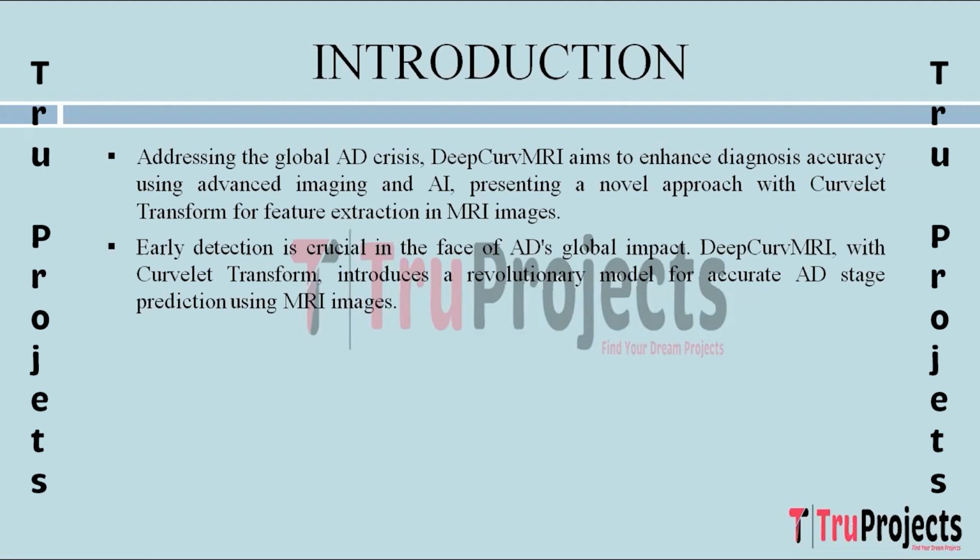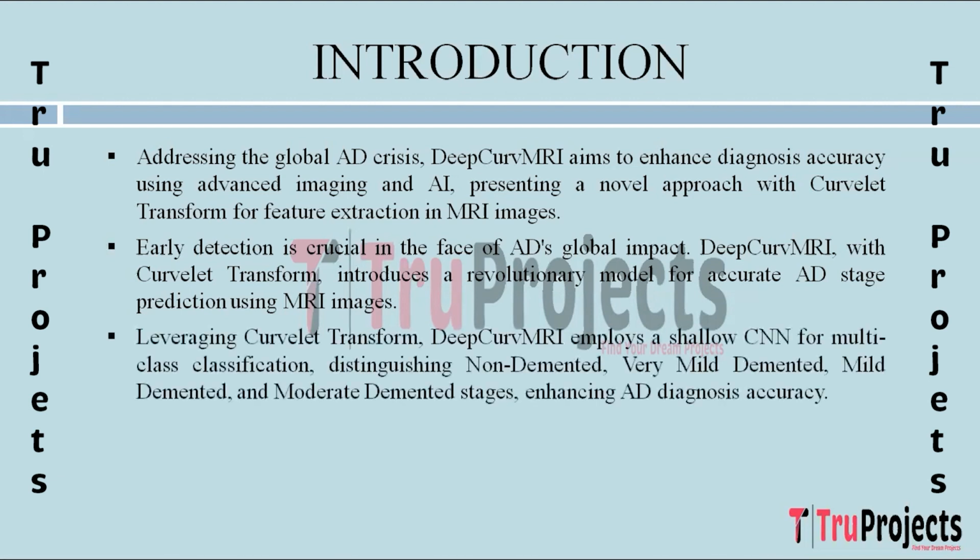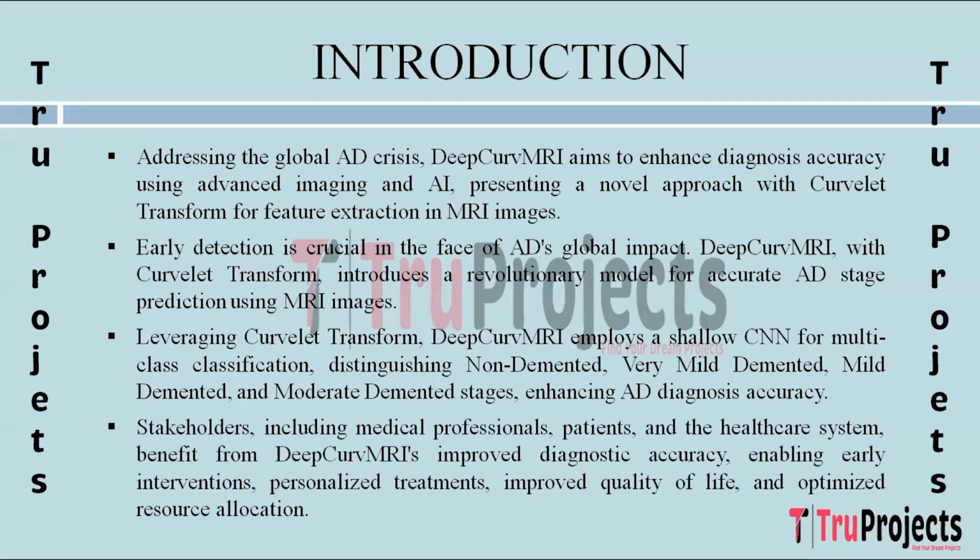So, Deep Curve MRI leverages curvelet transform, as I mentioned earlier, a sophisticated feature extraction method to improve the accuracy of Alzheimer's disease stage prediction using MRI images. The model employs a shallow convolutional neural network, that is CNN, for multi-class classification, distinguishing between non-demented, very mild demented, and moderate demented stages. So, the project's outcomes cater to various stakeholders.